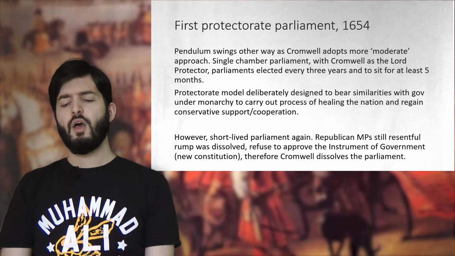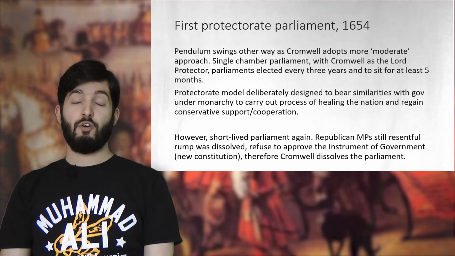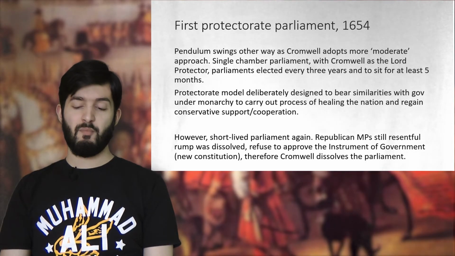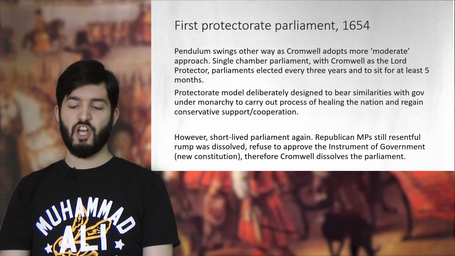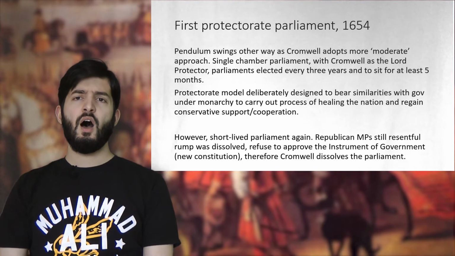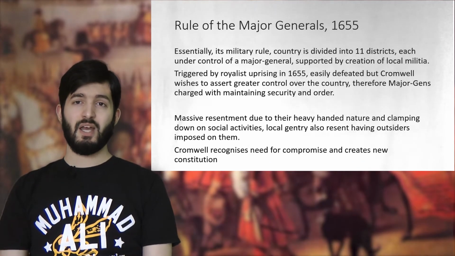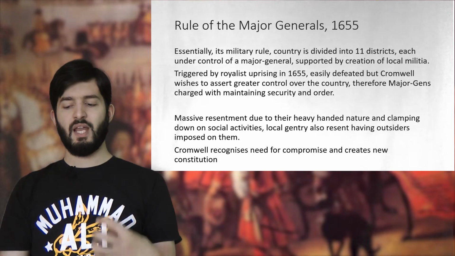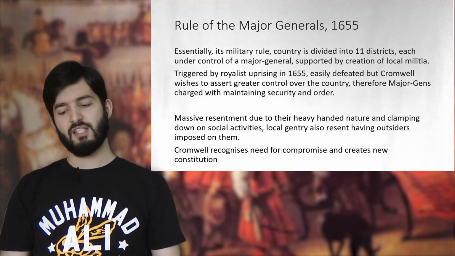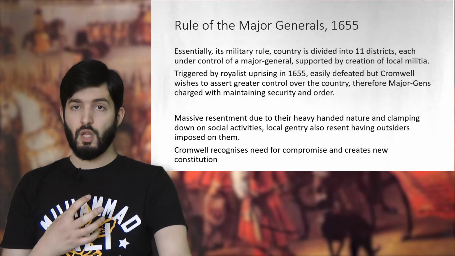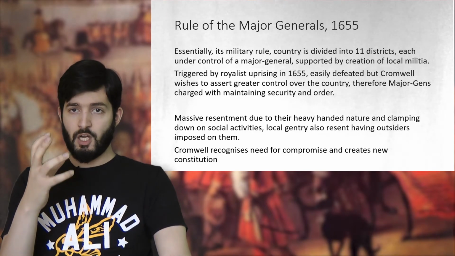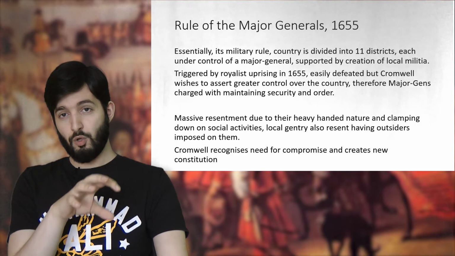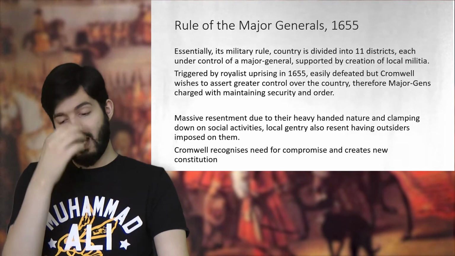It's at this point then that we get what is often seen to be one of the most famous periods of government in this time frame, which is the rule of the Major Generals in 1655, which, as you can guess by the title, is essentially military rule. Cromwell divides the country up into 11 districts, each of which he places under the control of a Major General, supported by the creation of a local army or militia, which is, of course, as you can imagine, going to be paid for by local gentry paying taxes to support them.